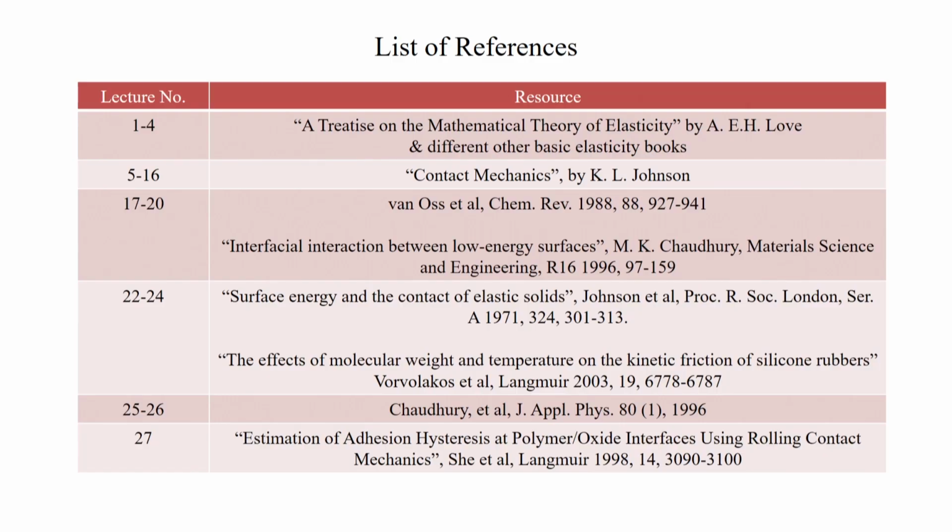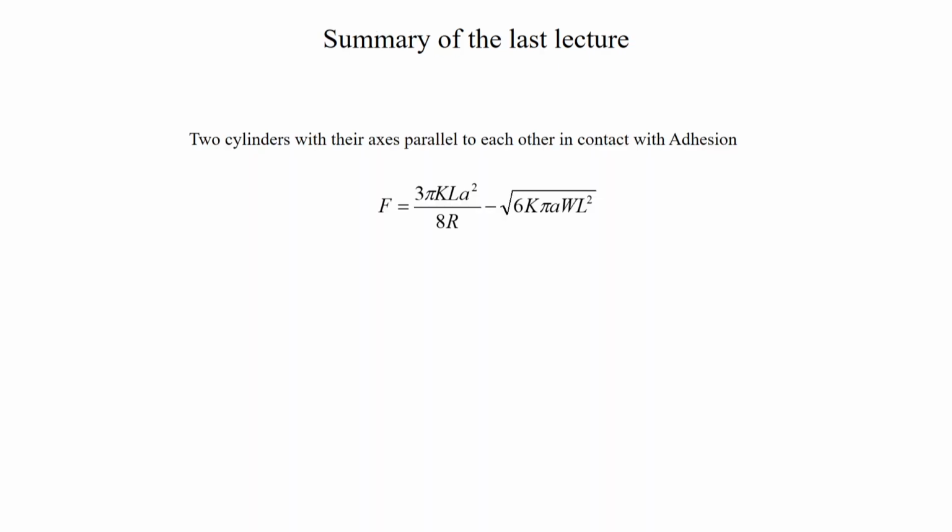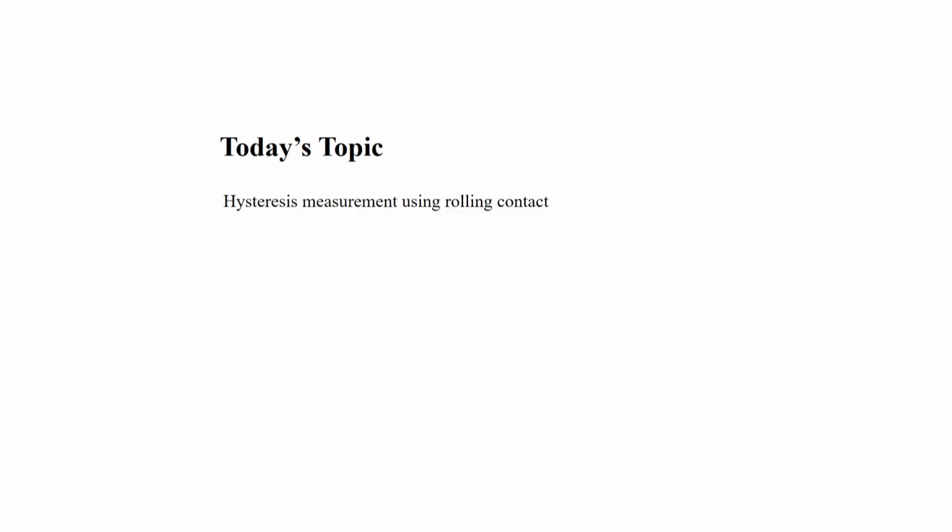So, this is a brief description about the resources from which we have taken our topics. In the last lecture we discussed two cylinders with their axes parallel to each other in contact with adhesion, and this is the relation that we derived. This relation, as you can see, is very similar to the JKR contact mechanics equation for spherical objects that we derived.